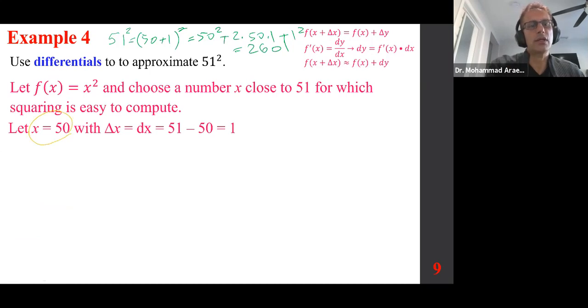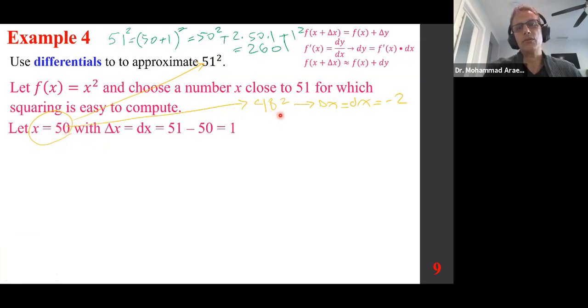This one, we know the answer. In essence, this is the original one. This is the new one. If I want to go to, let's say, 48 squared, then delta x or dx equals minus 2. When I calculate this and I want to go to 51 squared, this must be larger than this. But when I want to go to 48 squared, this is negative, so it ends up being less than that when you square.